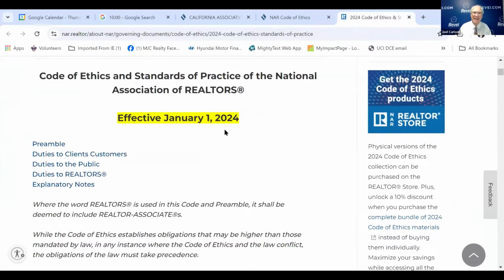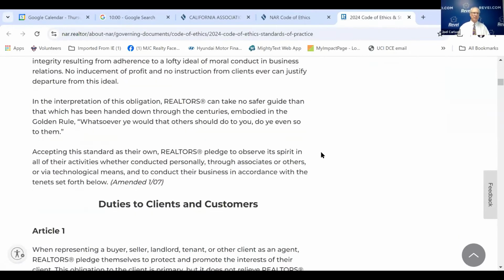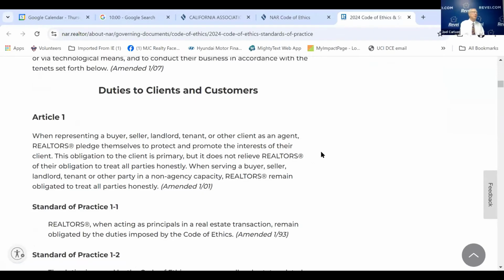Because they're highlighted. Now, I talked to you about duties to clients and customers. That's 1 through 9. Duties to the public, that's 10 through 14, and duties to other realtors, 15, 16, and 17. So now let's go through these and we'll take a break. Let me see, we started at 1:30, so we'll take a break about 2:15, and then we'll finish at 4 o'clock.